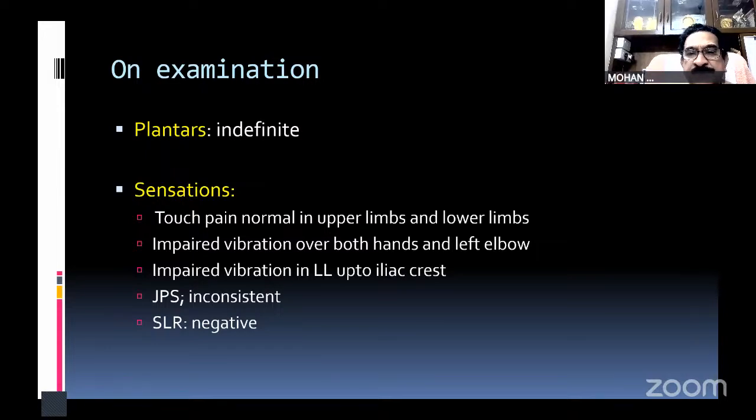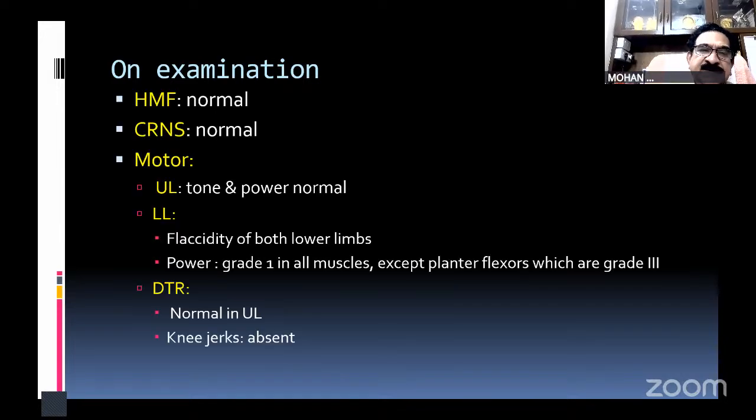Impaired vibration over both hands and left elbow. Impaired vibration in the left lower limb up to the iliac crest. Joint position sensation inconsistent, SLR negative. So this is the finding. Record the finding once again. Upper limb tone and power normal, except for a sensory loss in the left upper limb. In sensory, I think you cannot totally believe the patient. It was very, very inconsistent.